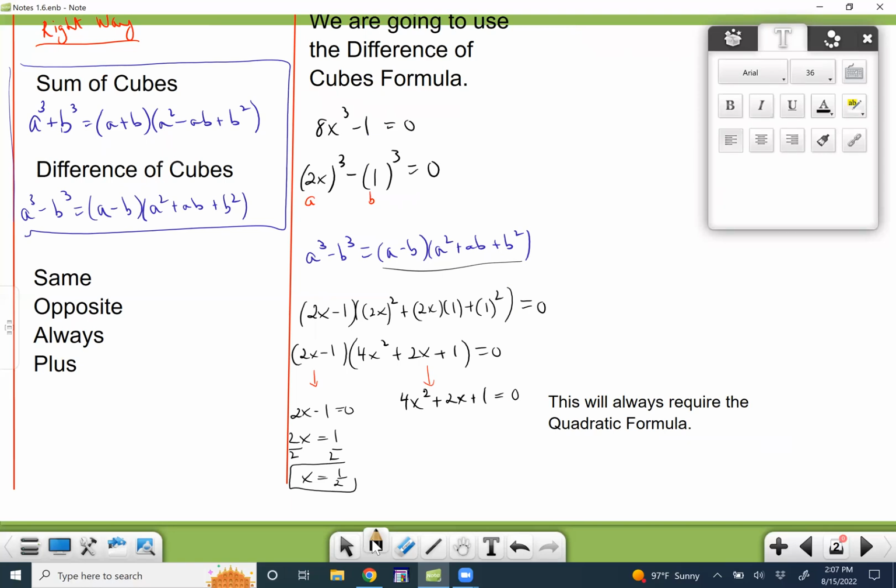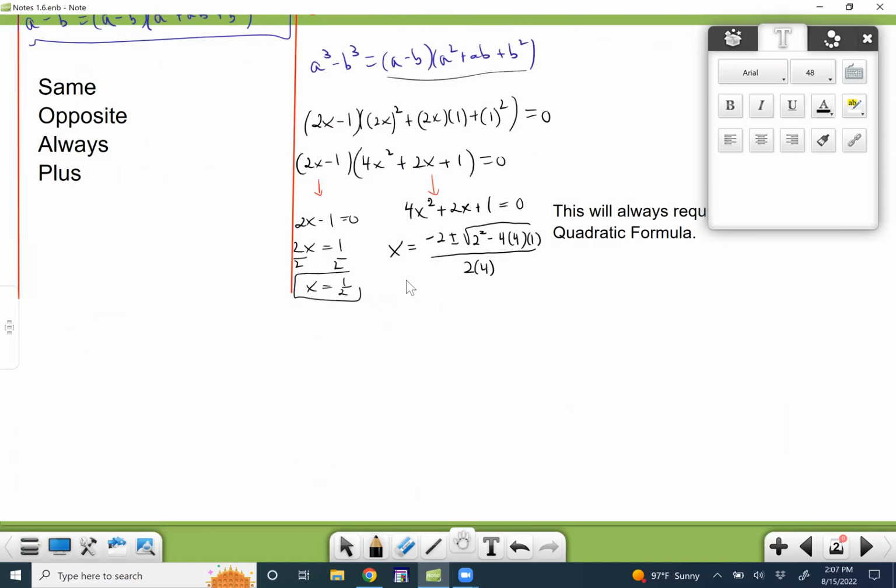Okay, so since we've been using the quadratic formula quite a bit, I'm just going to go right to it. Okay, so x equals negative b, so negative 2, plus or minus the square root of b squared minus 4ac all over 2a. I'm going to need some space, guys, so let me move it up. Okay. So we got x equals negative 2 plus or minus the square root of 4 take away 16, because of 4 times 4. Who cares about times 1, right? All over 8.